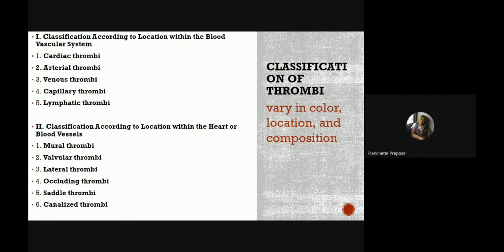Up next is the canalized thrombi. Those are thrombi in which new blood channels have been formed through the clot. These channels allow a partial restoration of the blood circulation. The channels are lined with the endothelium.